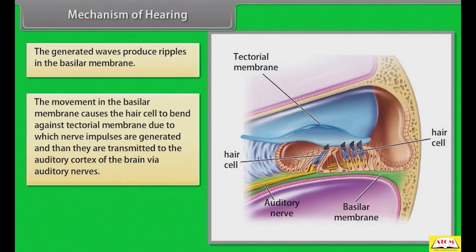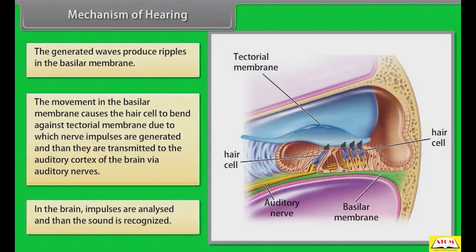The movement in the basilar membrane causes the hair cells to bend against the tectorial membrane, due to which nerve impulses are generated and transmitted to the auditory cortex of the brain via the auditory nerves. In the brain, the impulses are analyzed and then the sound is recognized.